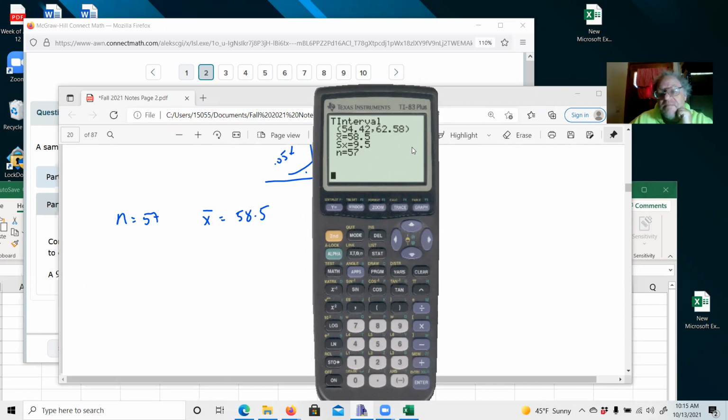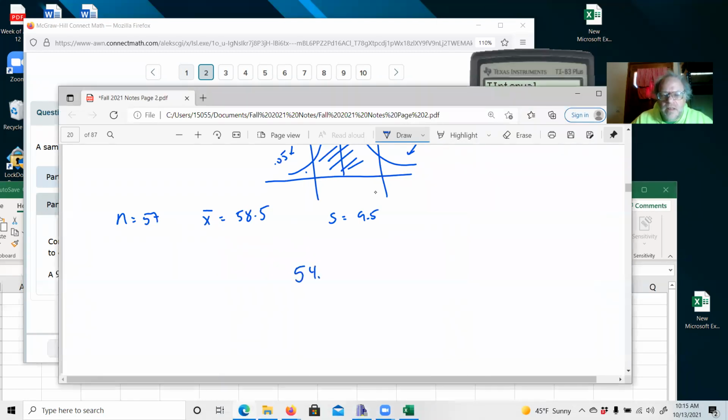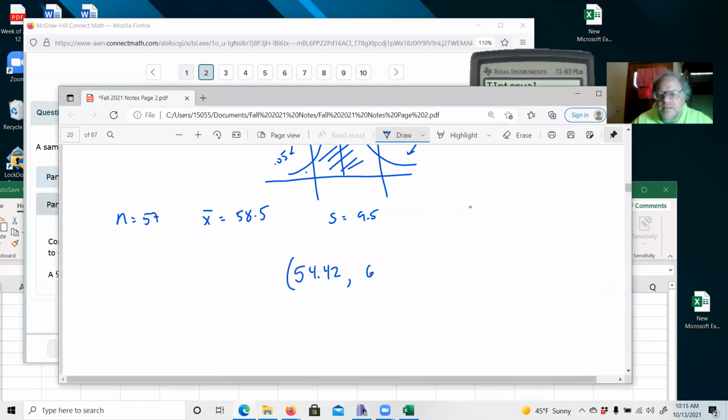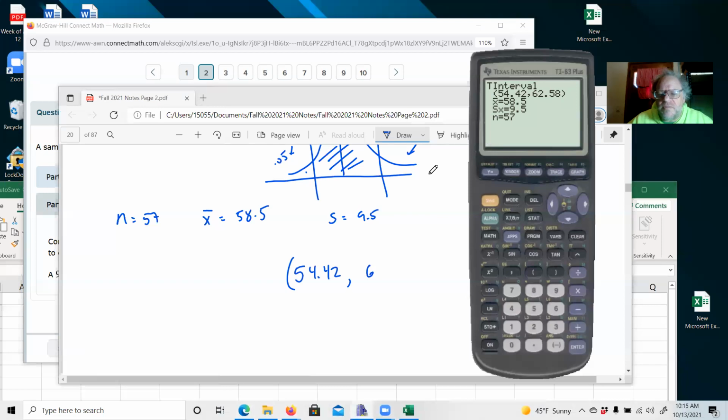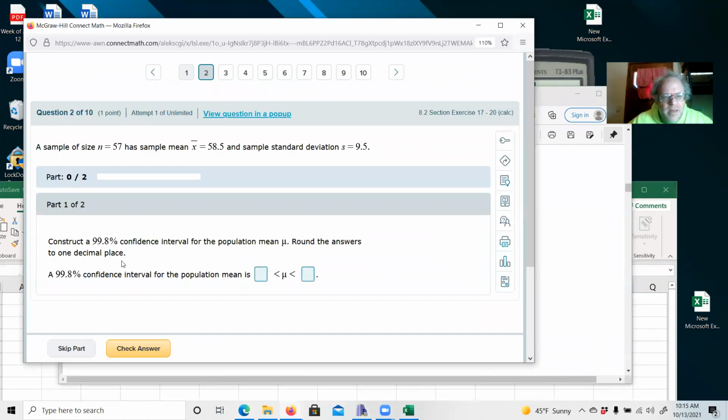Okay, I think the T-distribution is not as easy as the Z-distribution. So what's our interval here? 54.42 up to 62.58. Okay, hopefully they only asked us for 2 decimal places. 1 decimal place, okay, I could live with that.